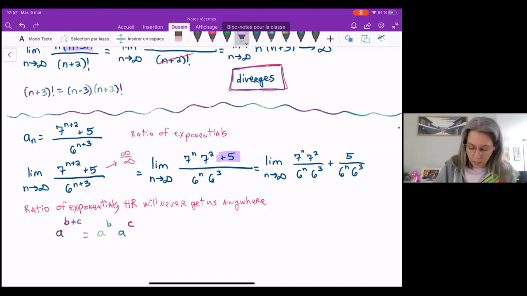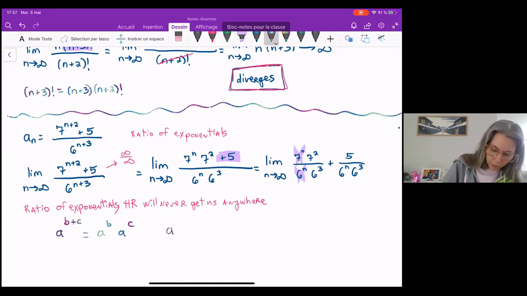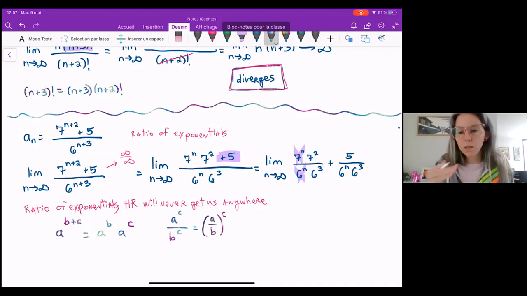Well, now what I see here is that in the numerator I have something to the n, and in the denominator I have something to the n. So I was able to separate that. So now I have 7 to the n over 6 to the n. So the next exponent rule that I'm going to use is that a to the c over b to the c is equal to a over b to the c. If both things are to the same power, then I can pull that power out and have just one power.